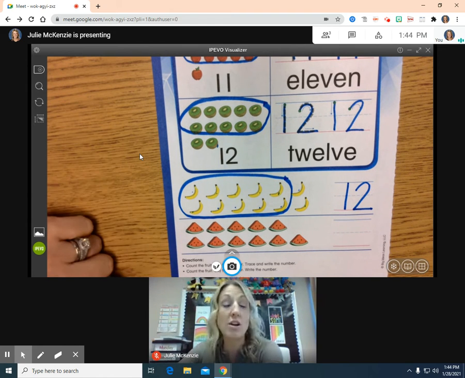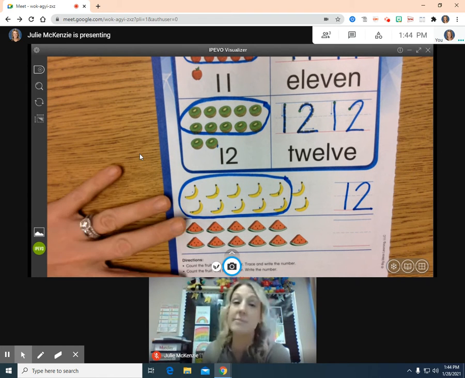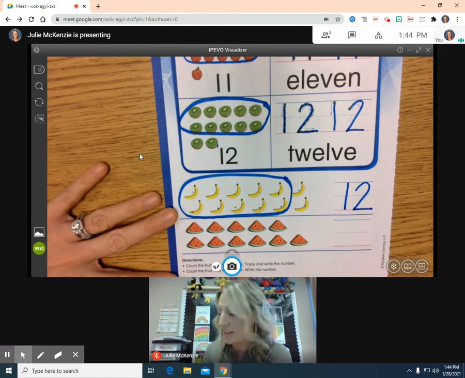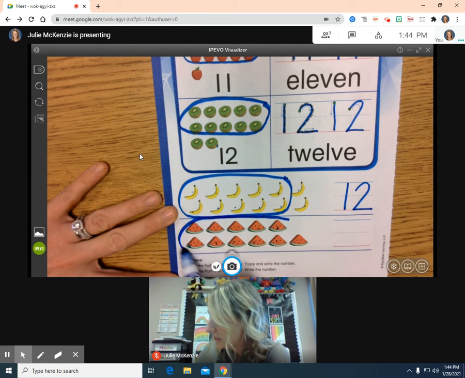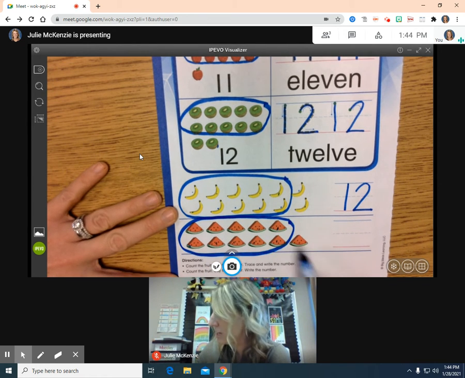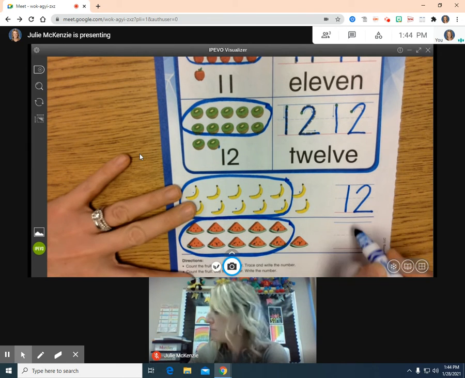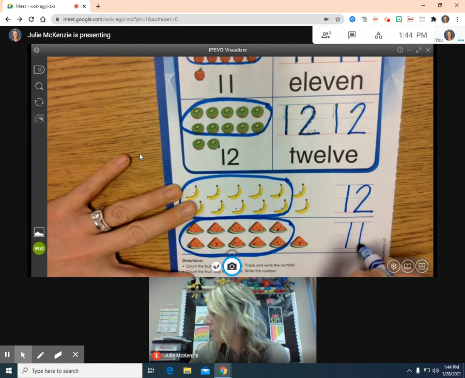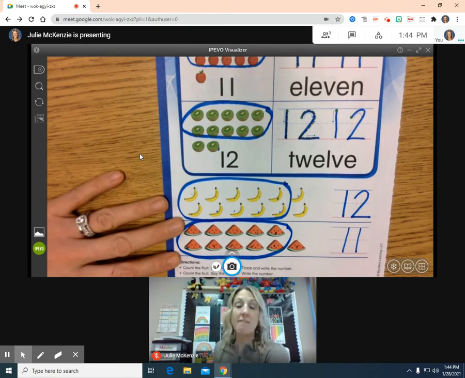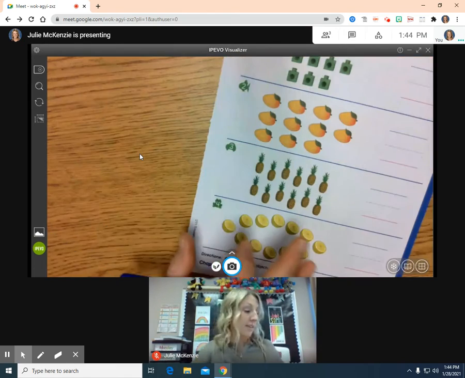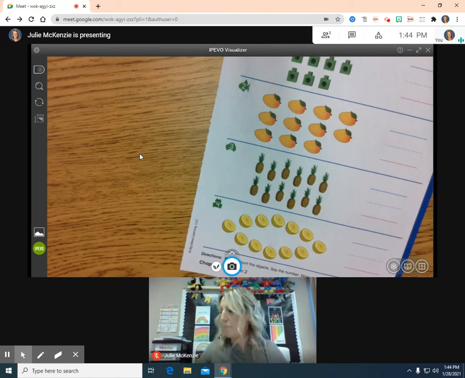Let's count the watermelon. Count them, circle a group of 10, write the number. 1, 2, 3, 4, 5, 6, 7, 8, 9, 10. And after 10 comes 11. Make a 1 and a 1. That's how you make 11. Good work. This is the same type of thing.